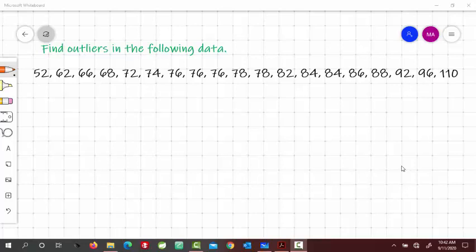Find outliers in the following data, which is already arranged in ascending order, and we have to find if there is any outlier there. In order to answer this question, we have to perform a couple of steps.